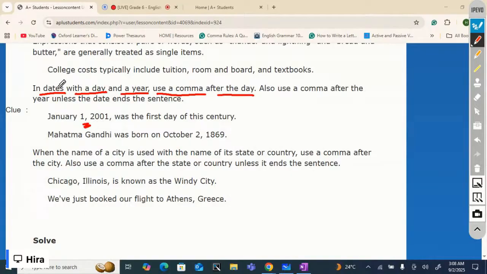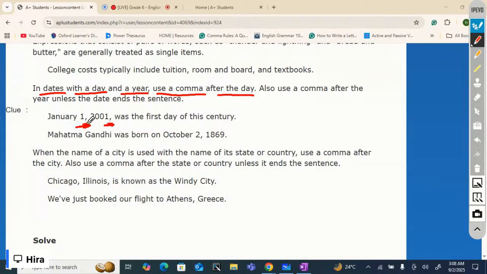And also use a comma after the year unless the date ends the sentence. But here the date doesn't end the sentence, so we'll use a comma after the year as well if the sentence continues. January 1, 2001, was the first day of this century. Now, after the day, we have used a comma because this date has day and year both. Day, January 1, year 2001.